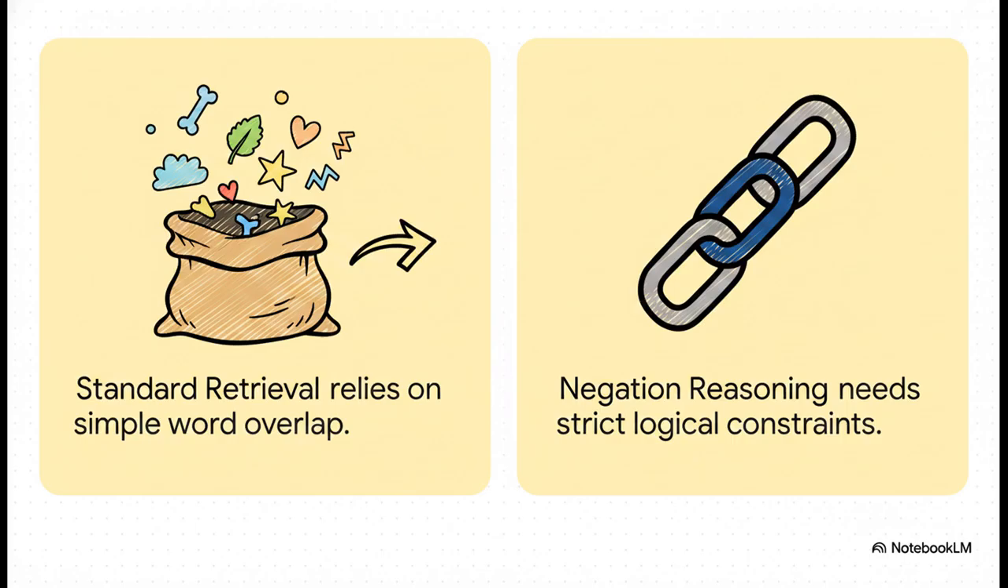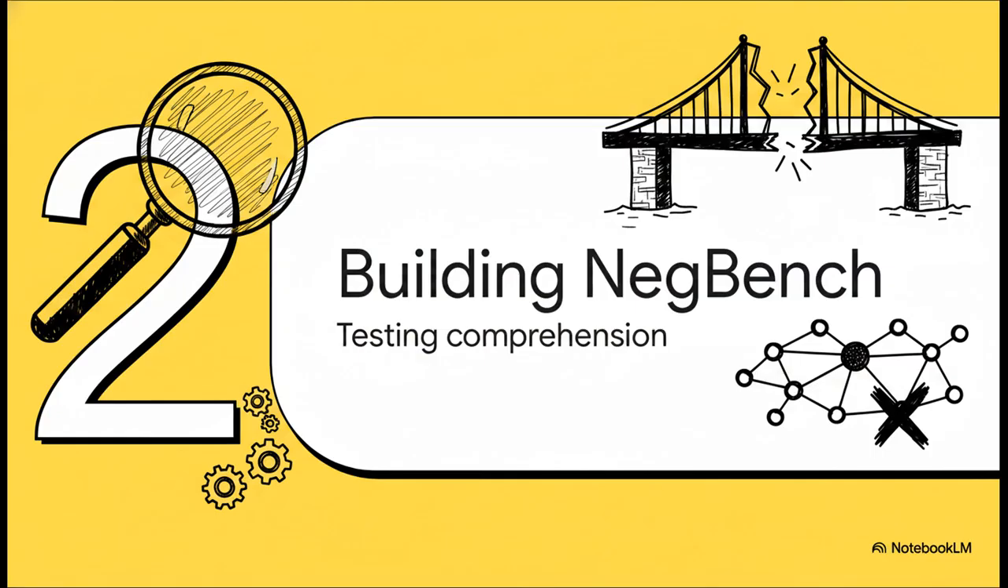Standard image text retrieval relies heavily on this simple semantic overlap. But true compositional reasoning, actually understanding the strict logical constraint that a specific object must be absent, well, that requires a much deeper syntactic comprehension, and simple pattern matching completely misses that nuance. So, how do we measure this gap?